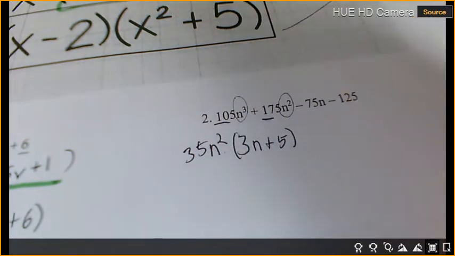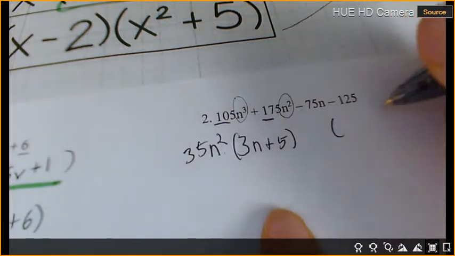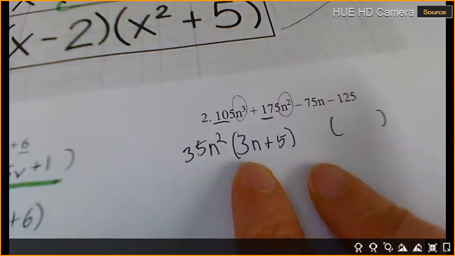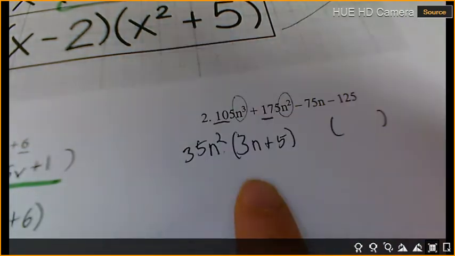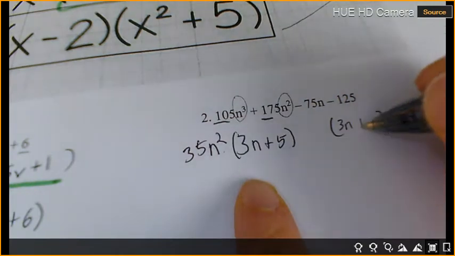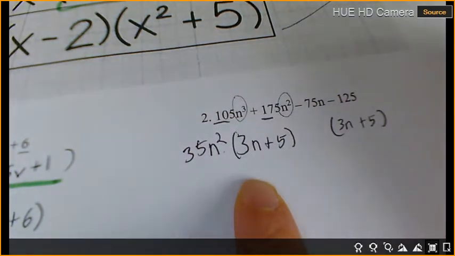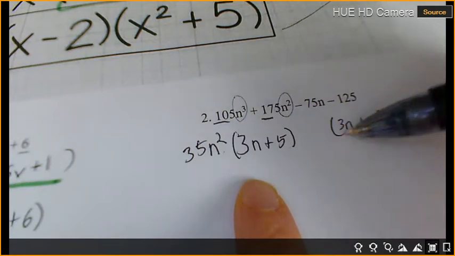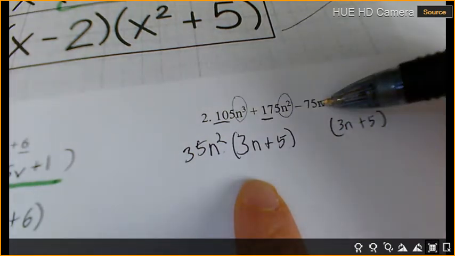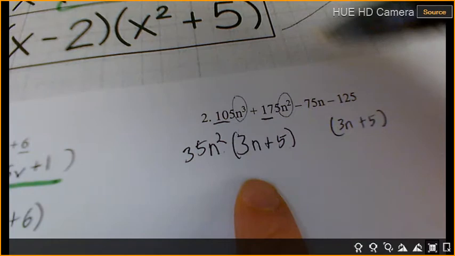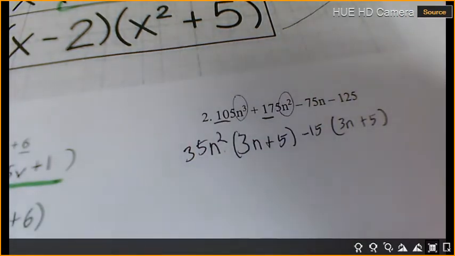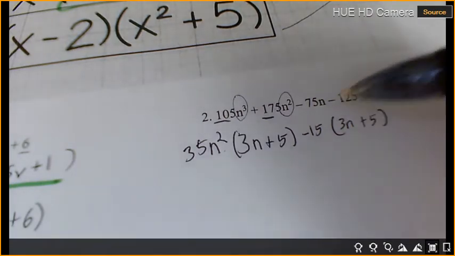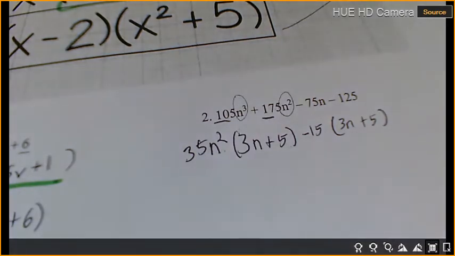We want to make another parentheses, but you know what we want in that parentheses? Because we want them to match. We want 3n plus 5 to be in there, right? So, how many times does 3 go into 75? 15. And 15 times 5 is 125.